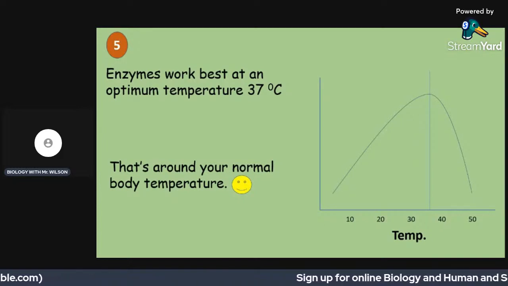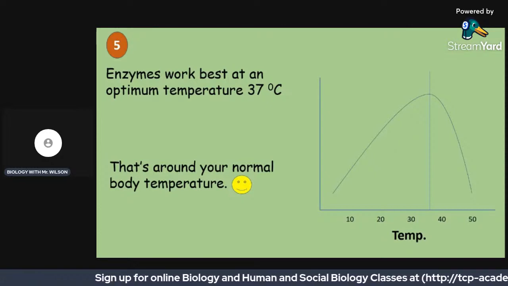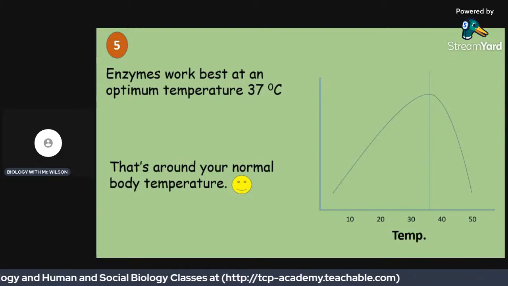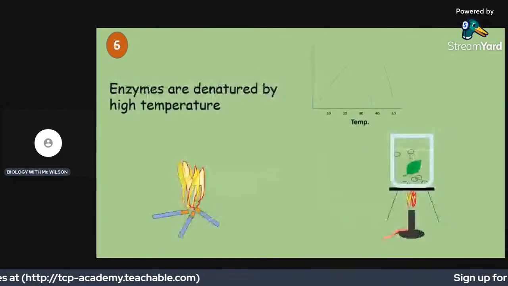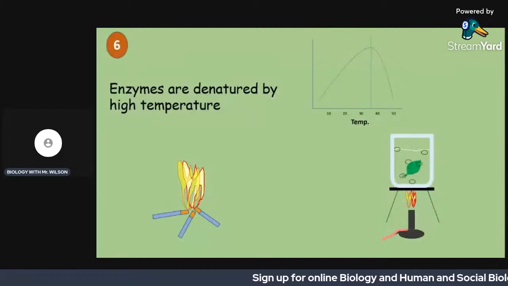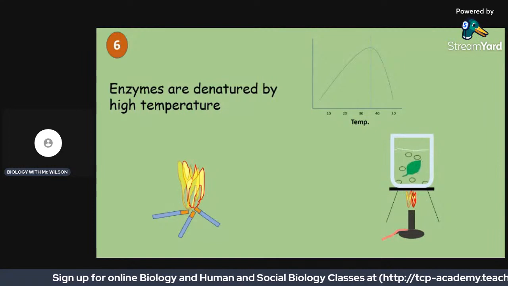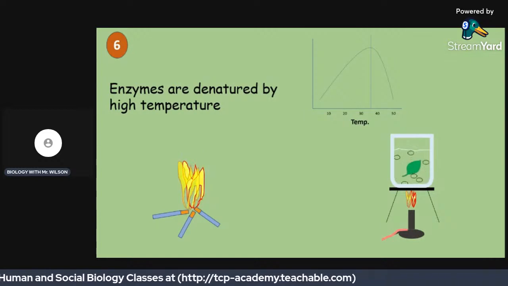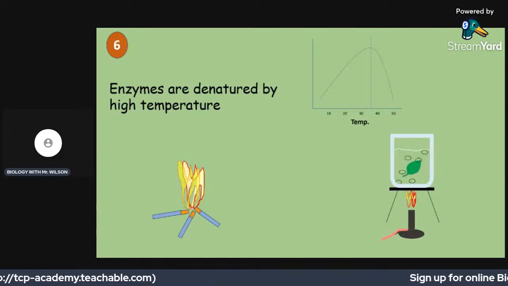So here we move again. Enzymes work best at a specific temperature or around a specific temperature called the optimum temperature. For humans, it's about 37 degrees Celsius. Interesting here, enzymes are denatured by high temperature. It's important to note that enzymes are not killed because enzymes are not organisms. They are actually chemicals. You would have seen this in our first video on enzymes. So enzymes are denatured by high temperature.